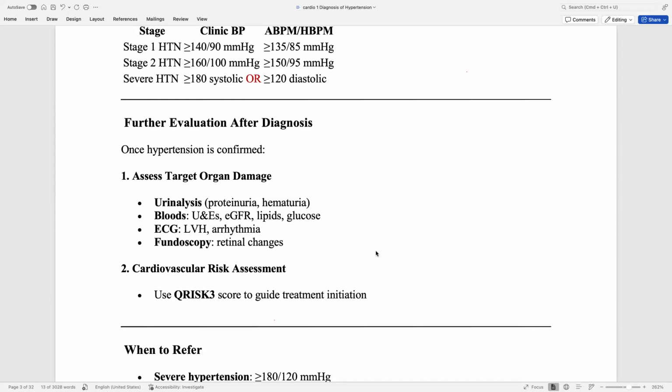What is the meaning of target organ damage? Other than the urine, blood, ECG, fundoscopy. What is the meaning of target organ damage? The vital organs, the brain, liver, and so on. Why is it target?